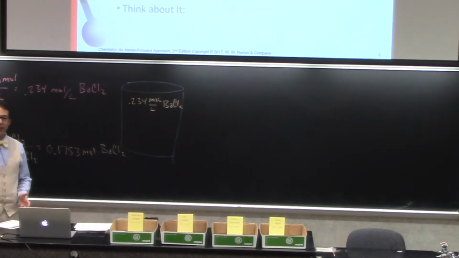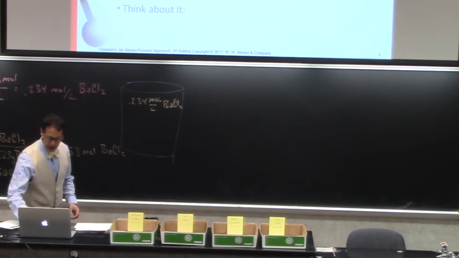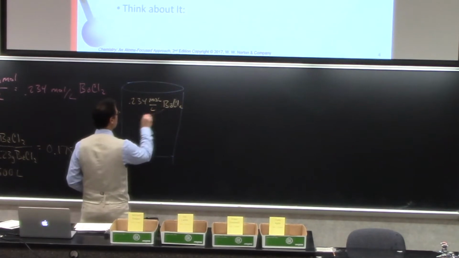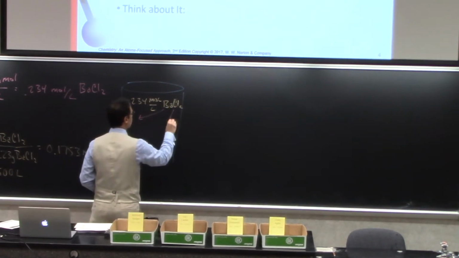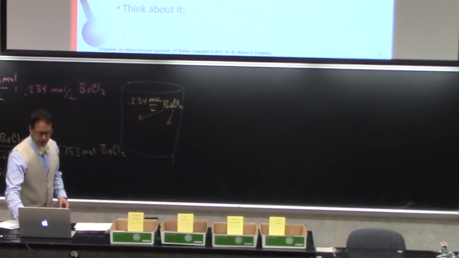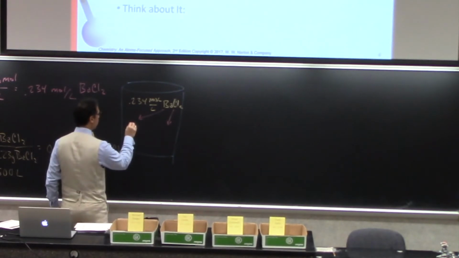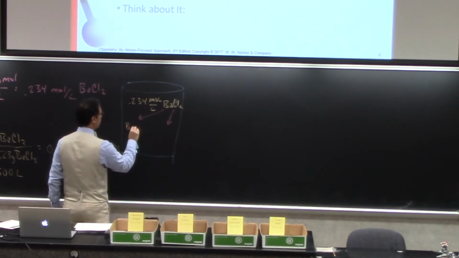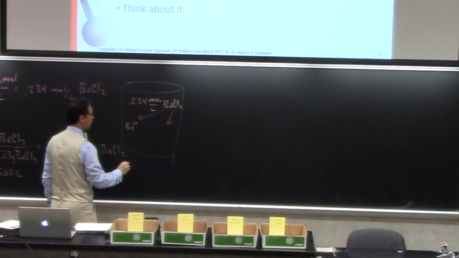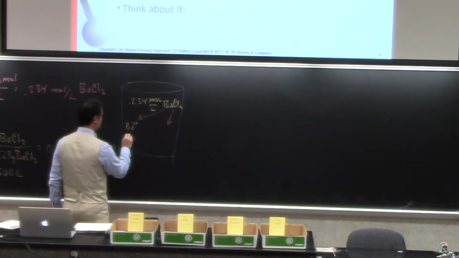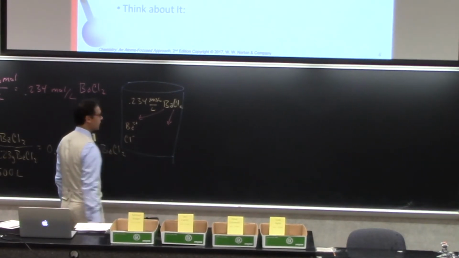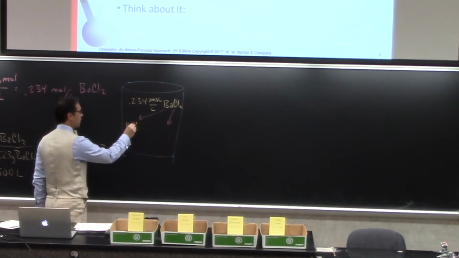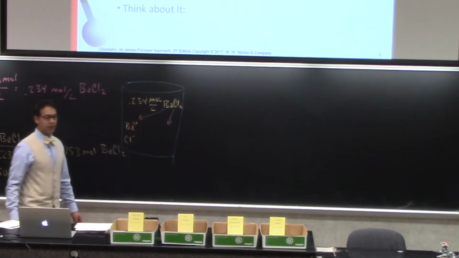Now, this barium chloride, if it's in solution, then it breaks apart, and we end up with barium ions and chloride ions. And so these ions, as they come apart, I'm just going to go like this and like this. My barium ions, I'm going to have barium 2 plus, and then I'm also going to have chloride ions. And the question is, how much of each of these do we have?